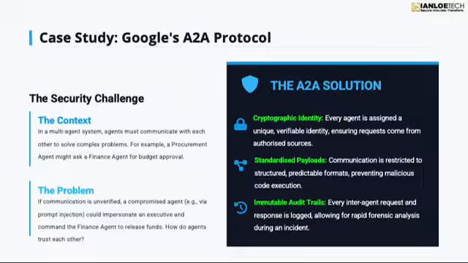This is not a hypothetical attack vector. It is a foreseeable consequence of deploying multi-agent systems without cryptographic identity verification. And the scale at which an autonomous agent can execute instructions means the damage can be substantial before any human notices. The A2A solution. Google's agent-to-agent protocol addresses this through three mechanisms.